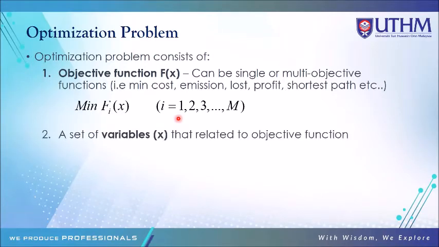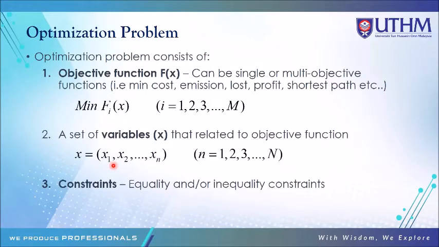And then number two, we have to know what the variables are that relate to the objective function. Let's say you try to minimize the cost of the system. What is the variable that influences the cost of the system? For example, power output. The power output of the generator can influence the cost of the generator, so power output can be our variable. Of course, that variable has its own constraint.